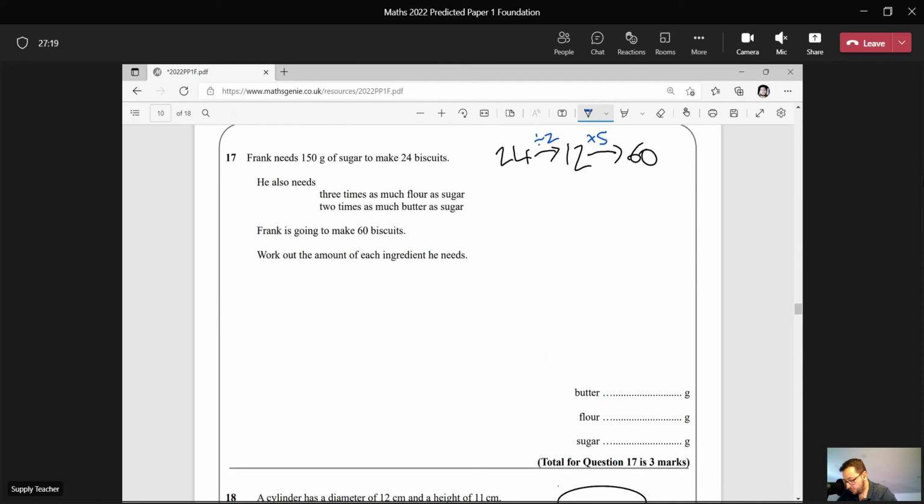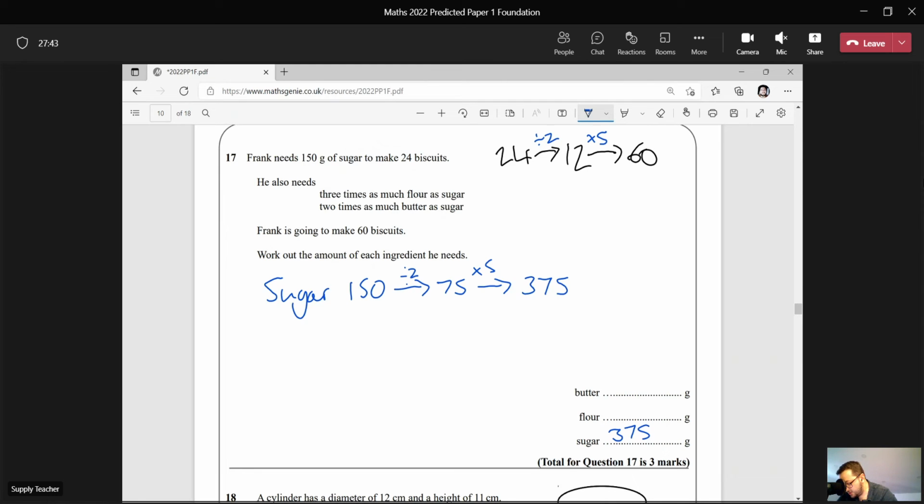So let's work out the sugar to start with. With sugar, we're on 150. So again, let's divide by 2, and we're going to get 75. And then 75 times 5 is going to be 375. So that's the sugar.